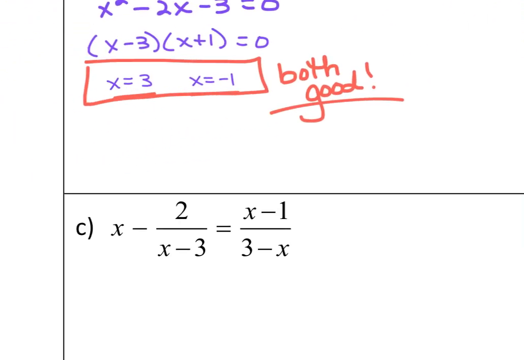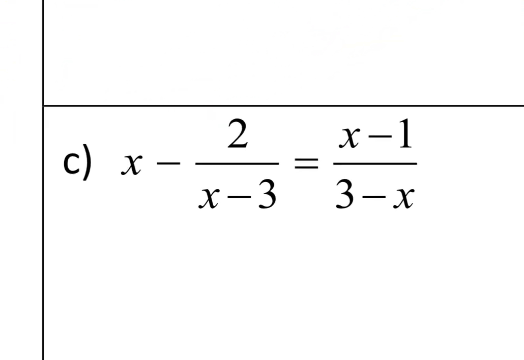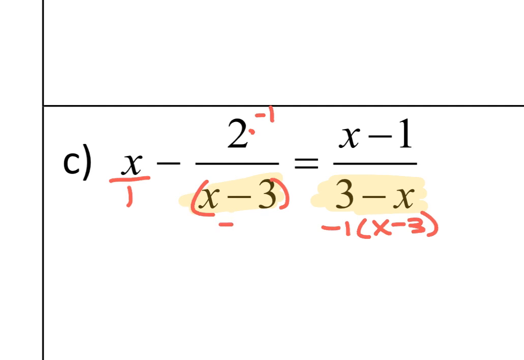In letter C, I want to make sure that you see that the denominator of that first term is 1. So you've got x over 1. And this whole thing with the x minus 3 here and the 3 minus x there, well, that's kind of icky. So I am going to rewrite this as negative 1 times x minus 3. And so I'm going to need to multiply this times negative 1.